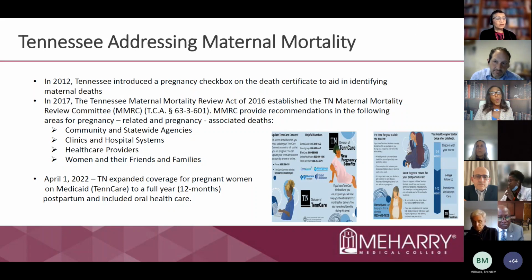As part of this committee's recommendations, there were 4 areas they focused on for overarching recommendations. These included community and statewide agencies, clinics and hospital systems, healthcare providers, and of course, women and their families and friends. In the 2022 report, there was a clear refinement around prevention, specifically around early pregnancy-related deaths and treatment approach.